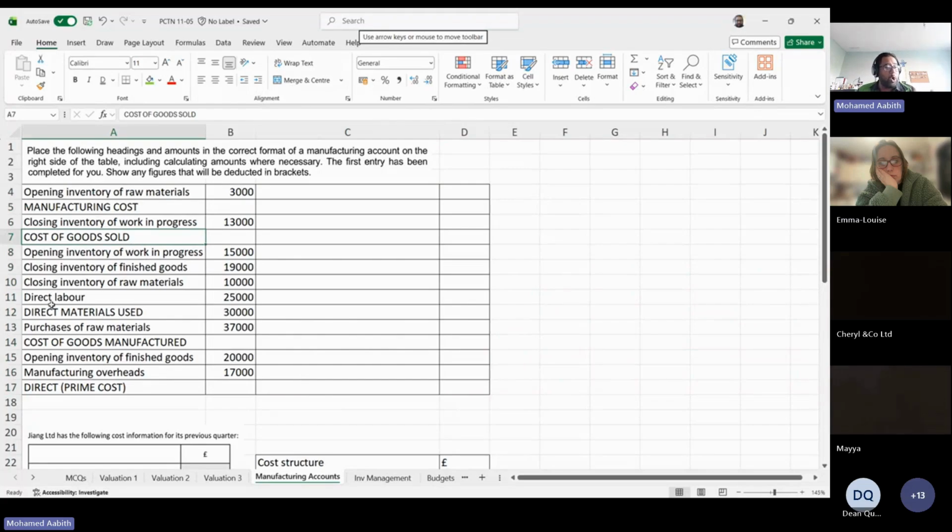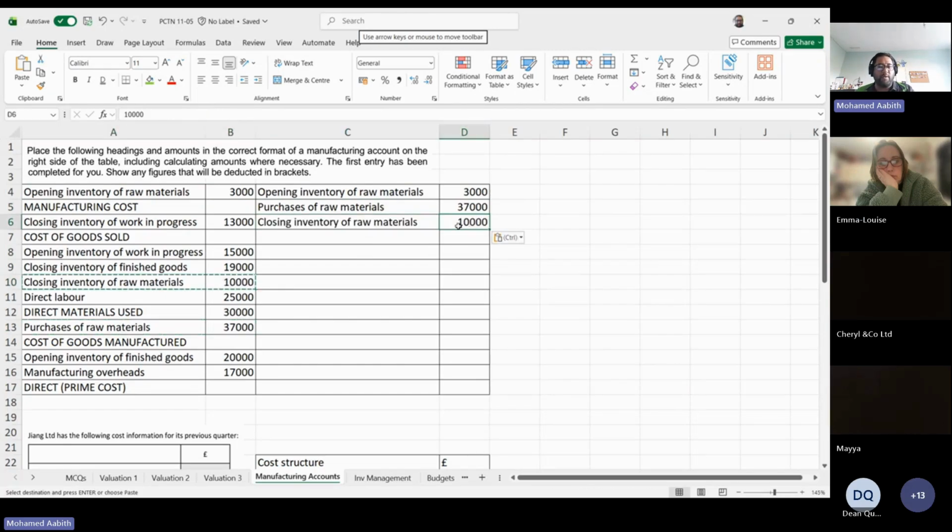We start with opening inventory of raw materials. So let's see here. Can I see the opening inventory of raw materials? Yes, I have that. First line. So I'm going to paste it here. The next one is purchase of raw materials. So we add that purchase of raw materials there. And the closing inventory of raw materials, this one gets taken away. So we'll put a negative sign on it.